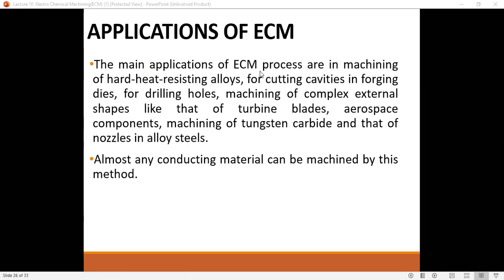the turbine blades, aerospace components, which are tungsten carbide, and that of nozzles of alloy steel. So basically, whenever you're dealing with hard alloys, the complex external shape that you want to make, like turbine blades. Just imagine turbine blades. You have a very, very complex contour of the flat contour of the turbine blades, right? So it's very hard for you to machine it. So ECM can do that. And almost any conducting materials can be machined using this particular method.